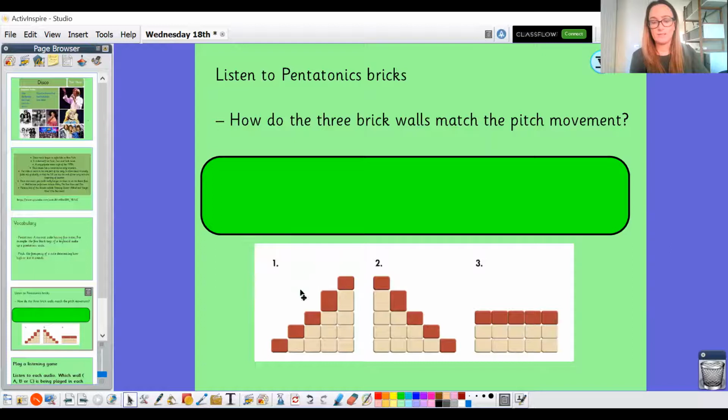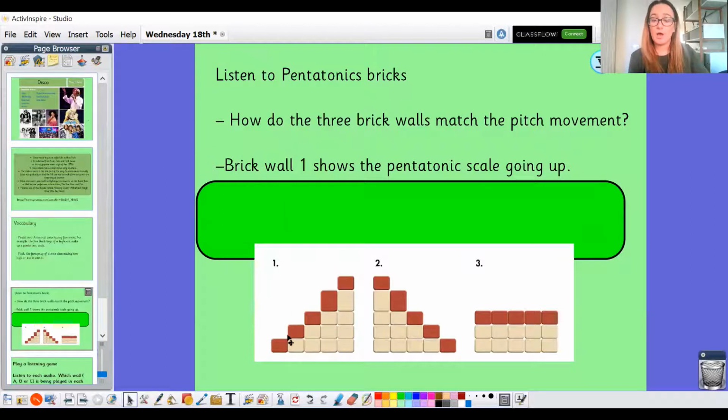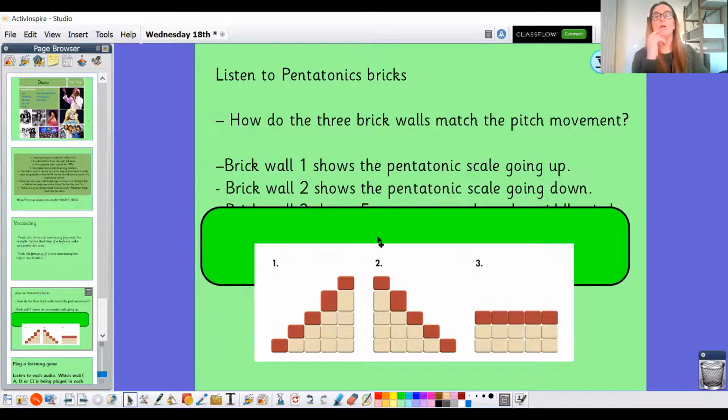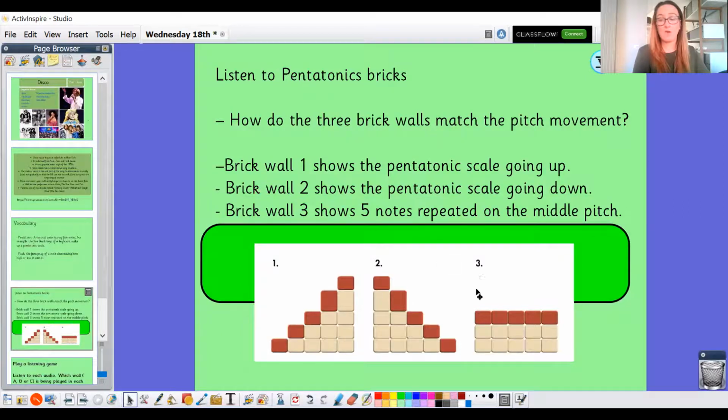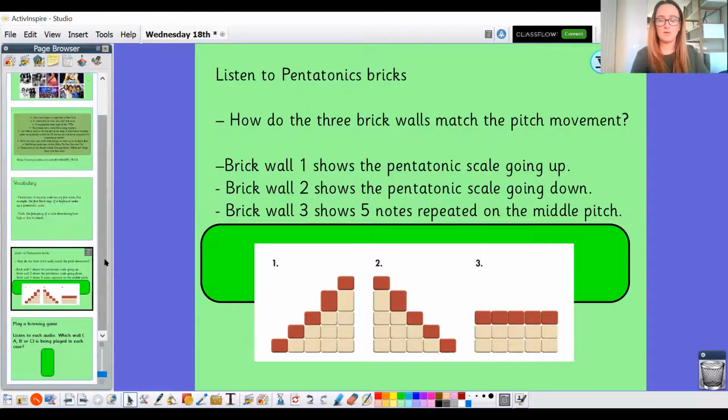Okay, lovely. So there you could see brick wall 1 was coming up, wasn't it? It was getting higher as it was going. Brick wall number 2 is coming lower. And brick wall 3 shows the 5 notes repeated on that middle pitch. So have a little listen again, where you can really see the difference. Up it goes, and coming back down. Now for this one, I'm going to stay in the middle pitch. Lovely. So hopefully you would have noticed how those different pitches have moved.